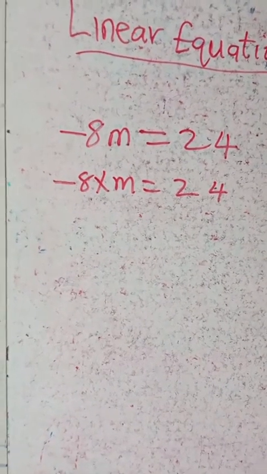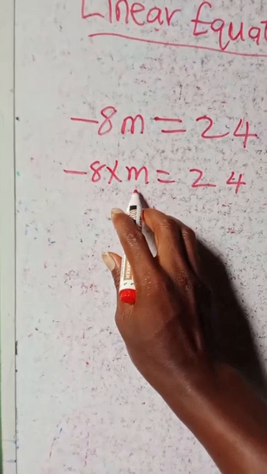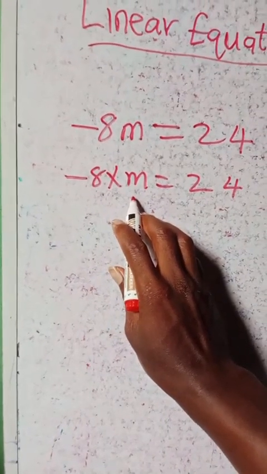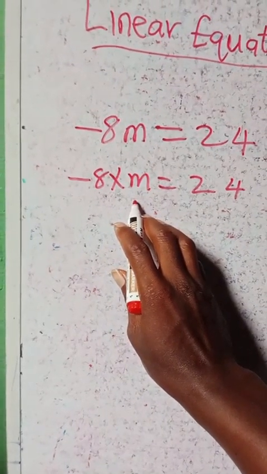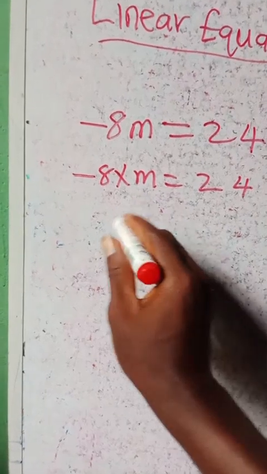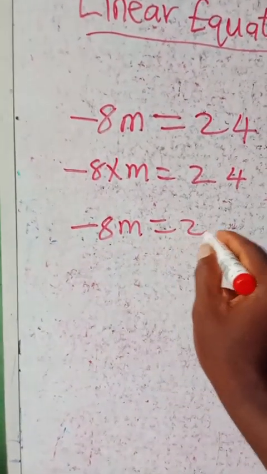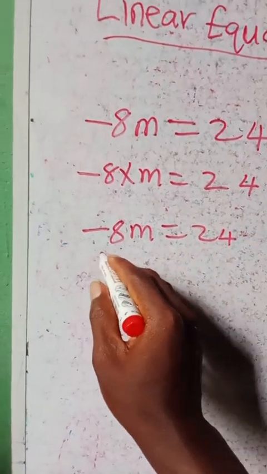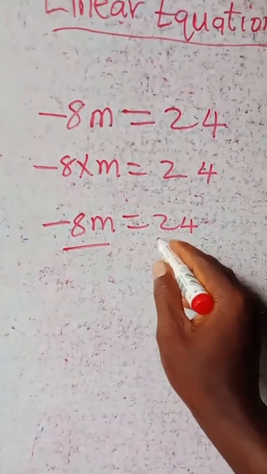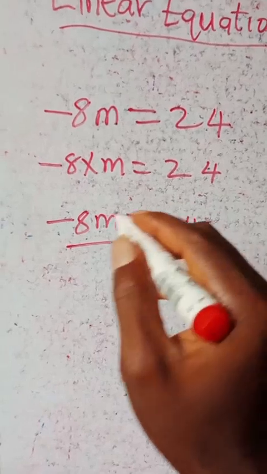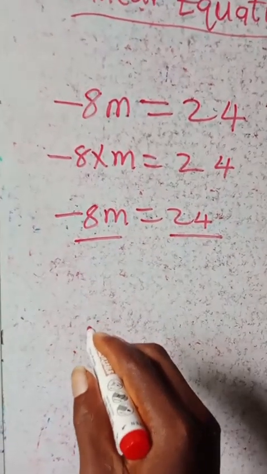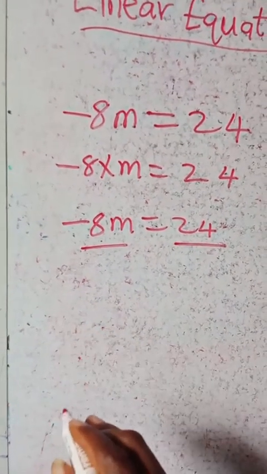I told us that whenever you have an unknown, the aim is to make m the subject of the formula. So how do we achieve that? If I have minus 8m is equal to 24, I'm going to divide here and here by that thing that is with the unknown. So what is with the unknown there?